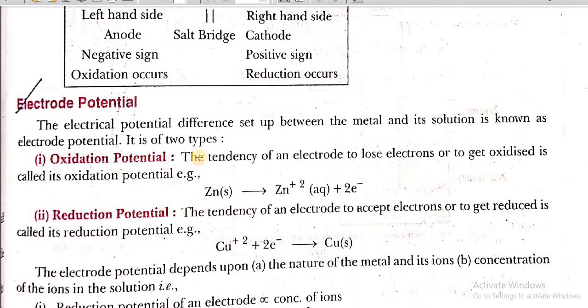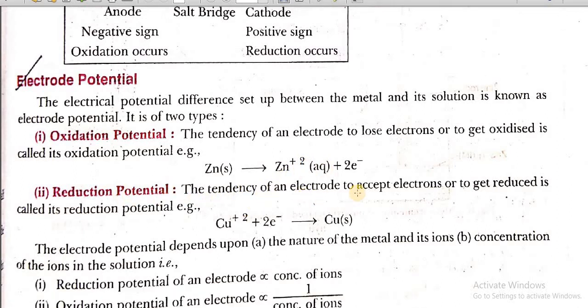Next we have electrode potential. The electrical potential difference set up between the metal and its solution is known as electrode potential, and it is of two types: oxidation potential and reduction potential. The tendency to lose electrons or to get oxidized is called oxidation potential. Example: zinc solid losing 2 electrons to form Zn2+ ion. Whereas reduction potential is defined as the tendency to accept electrons or to get reduced. Example: copper ion getting 2 electrons to convert into copper.